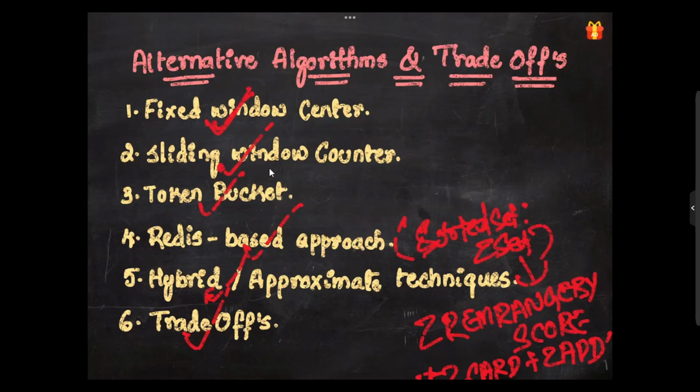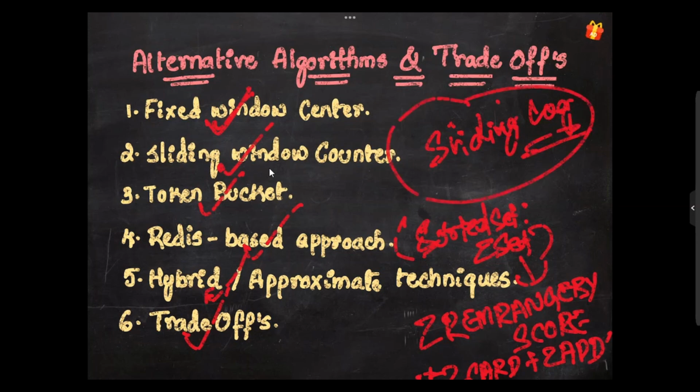When I say accuracy versus memory, sliding log is accurate, no doubt. The algorithm that we use to write the code is the sliding window log. Sliding log is accurate, but memory heavy. Counters or token buckets use less memory but differ in the semantics. Always remember that. So this is it for accuracy versus memory.